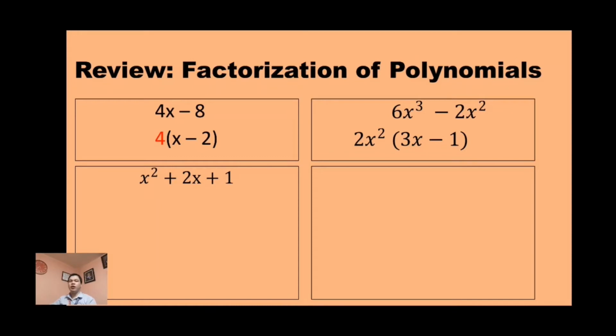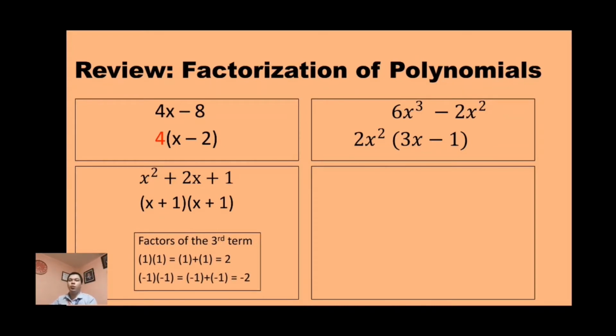So how can we factor out this polynomial? x squared plus 2x plus 1. The first thing we need to do is to factor out the first term, which is the x squared. What are the factors of x squared? x times x. And then the second step here is to factor out the third term. What are the factors of the third term? We have 1 times 1, and then negative 1 times negative 1 is also equal to positive 1.